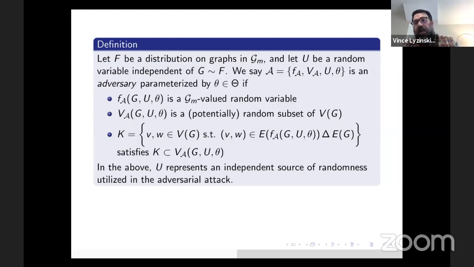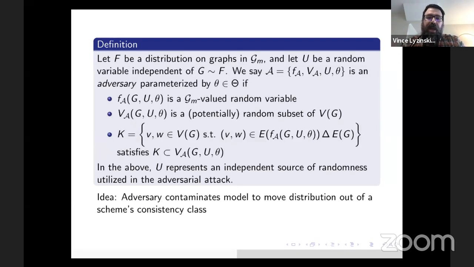So the adversary now can be understood as this probabilistic mechanism. You can think of it as adding or subtracting edges from the network, but that can also be thought of as adding or subtracting vertices from the network. If you think of the piece that you didn't contaminate as being the core, and the vertices adjacent to edges that you did contaminate as being the periphery, then you could think of this as being a vertex adding adversary, a vertex deleting and adding adversary as well. Okay. And the idea is the adversary contaminates the model to move the distribution out of a scheme's consistency class.